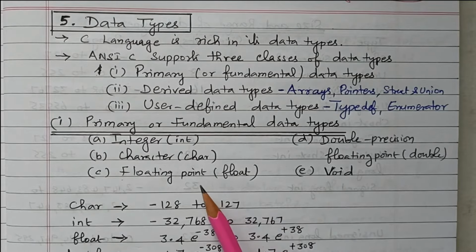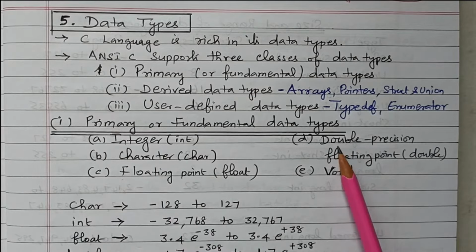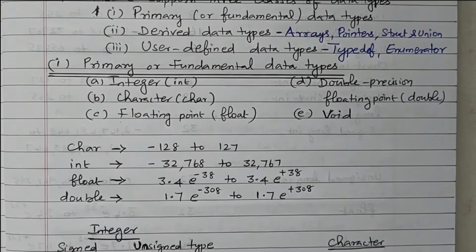So primarily we have 3 types. One is character, another one is number. In that number, it may be integer or floating point. This double means the range is increased. In that floating, the range is increased. Now we'll see the range of all these types.